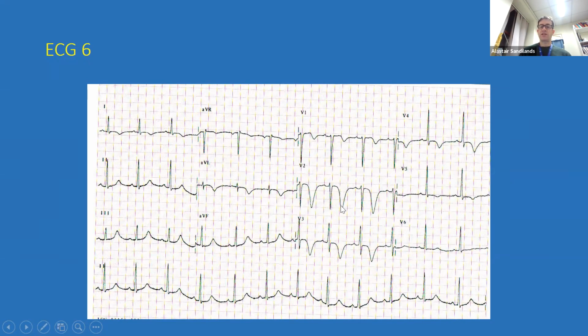Okay, but these deep T wave inversions are very suggestive of a non-STEMI in the anterolateral territory. So the ECG diagnosis would be T wave inversion in V1 to V4 or V5, and 1 in AVL. This would be an anterolateral non-STEMI. You would be given clinical context of chest pain in this example. Okay, any questions?